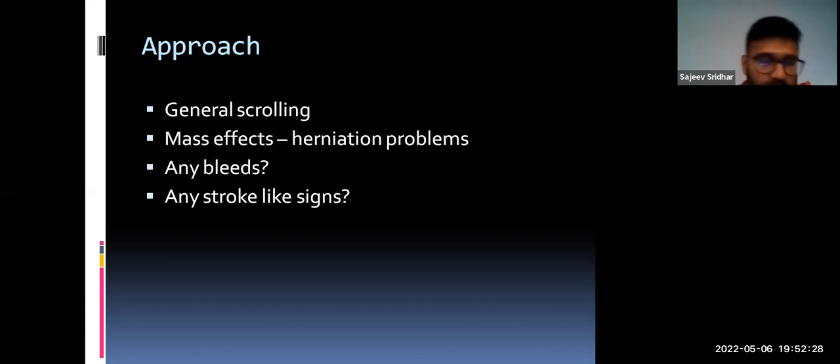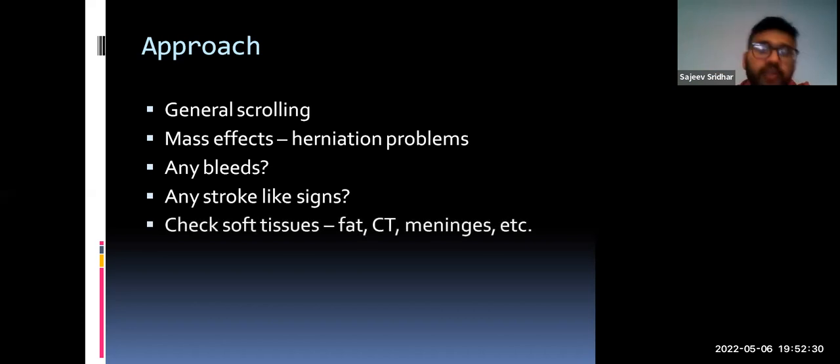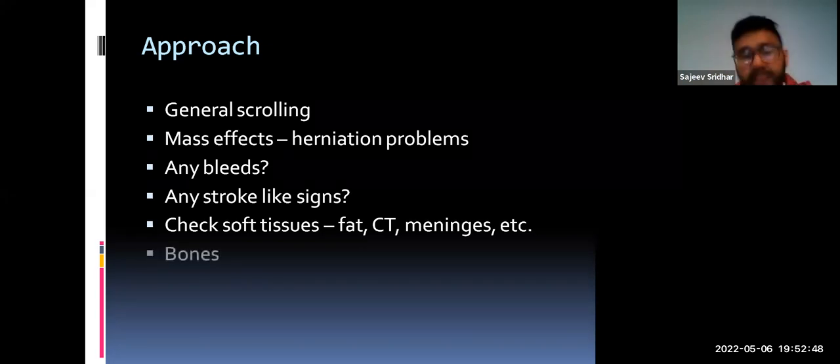And finally, what you need to check are the soft tissues, like the fat, the connective tissue, and the meninges. These all come under the scope of any kind of infections, tumors, masses, and so on and so forth. And last but not least, the bones, so we check for any kind of fractures.